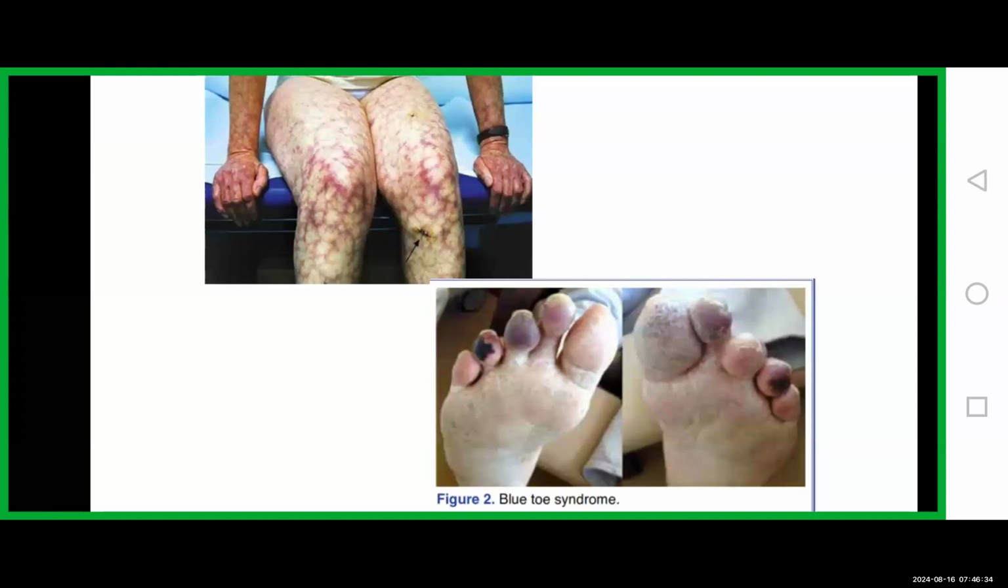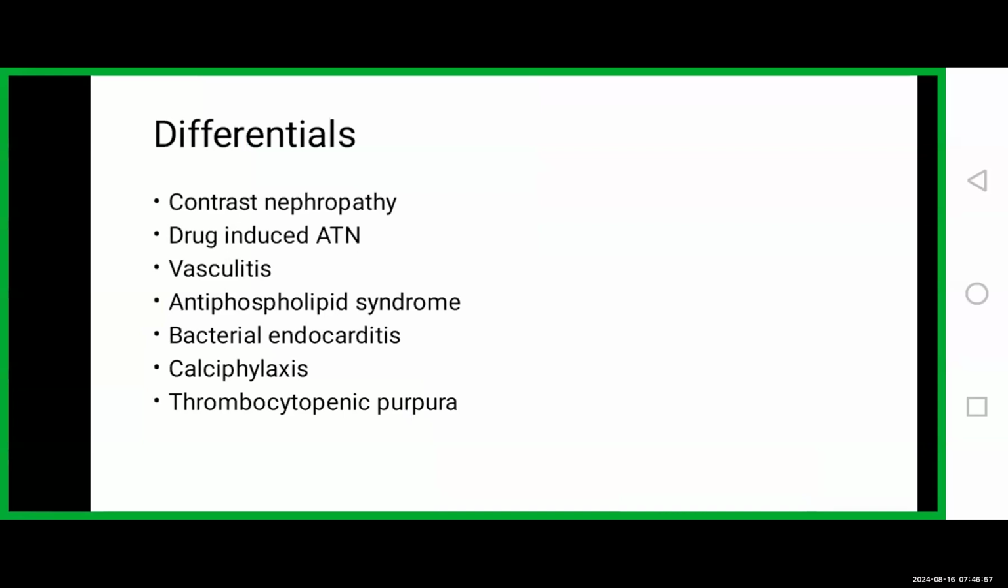This is a picture showing livedo reticularis, the upper picture. You have this net-like, purplish rash usually affecting the lower limbs of the patient. Then the lower picture shows the blue toe syndrome due to obstruction of the vessels perfusing the toes.